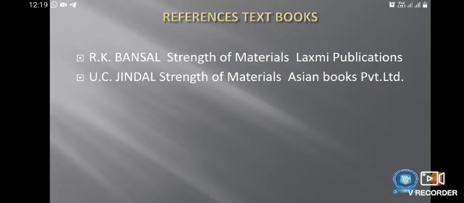Next, reference textbooks: R.K. Bansal, Strength of Materials, Lakshmi Publications. Another book is U.C. Jindal, Strength of Materials, Asian Books Private Limited. Those two books are our reference textbooks.